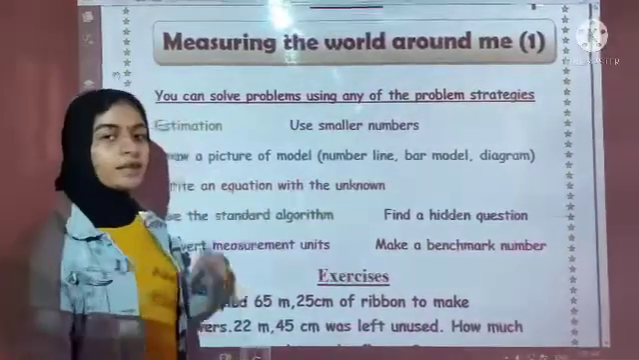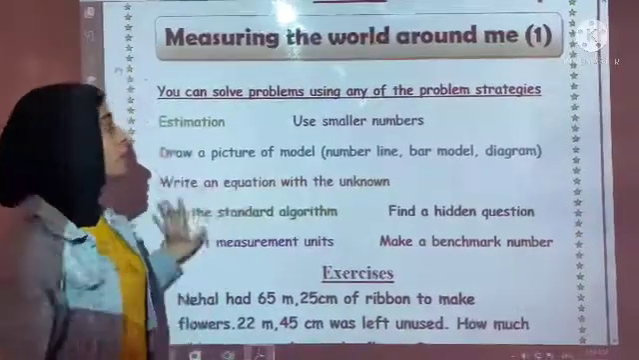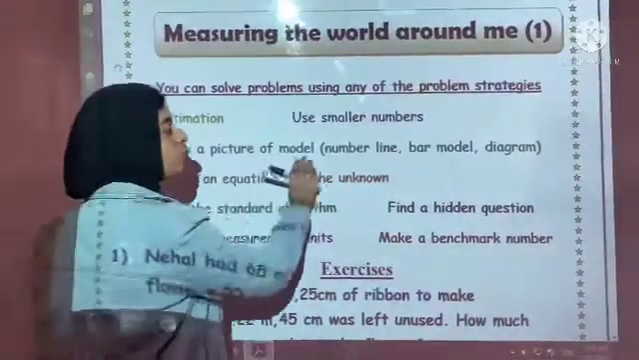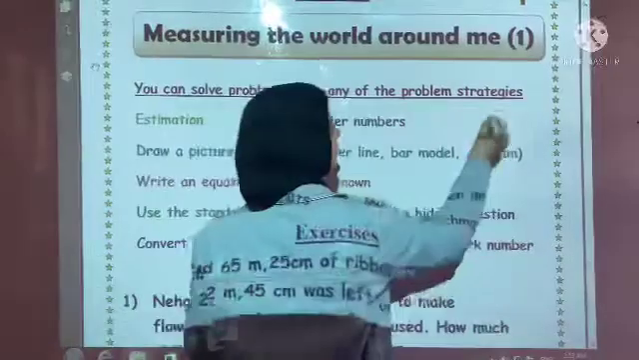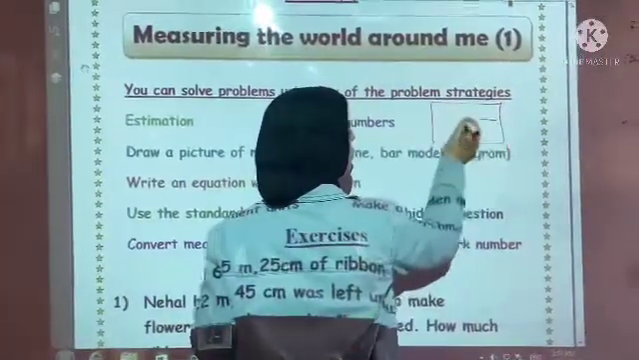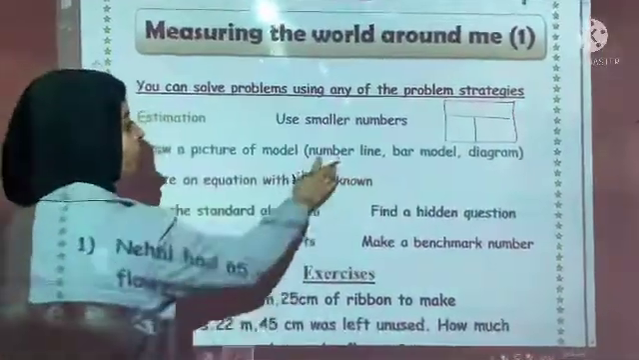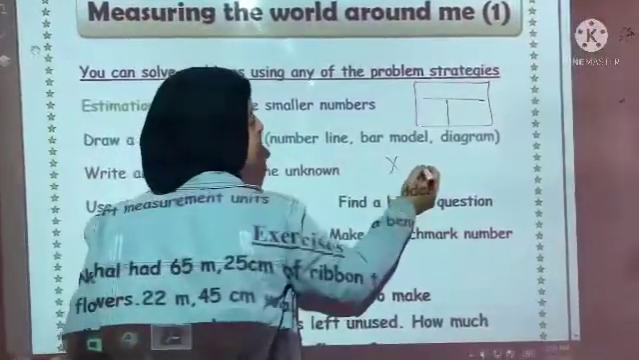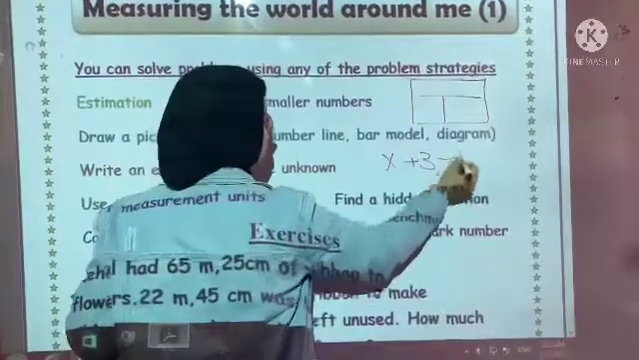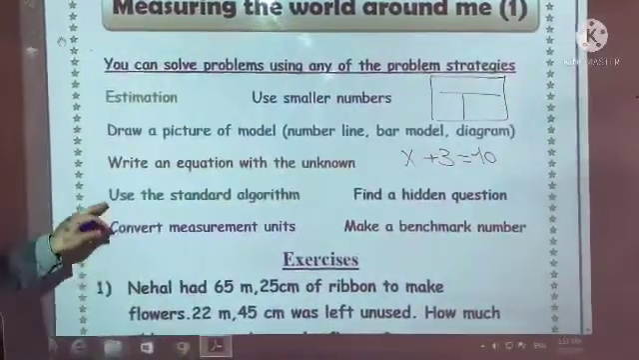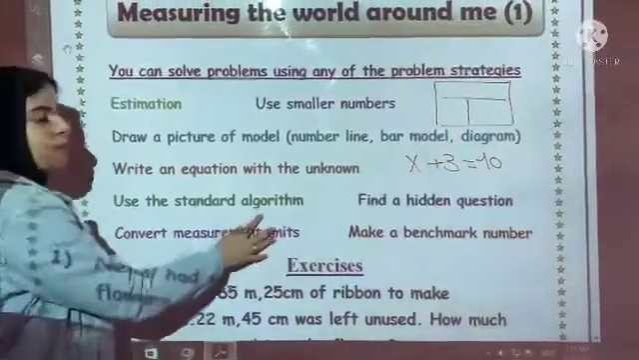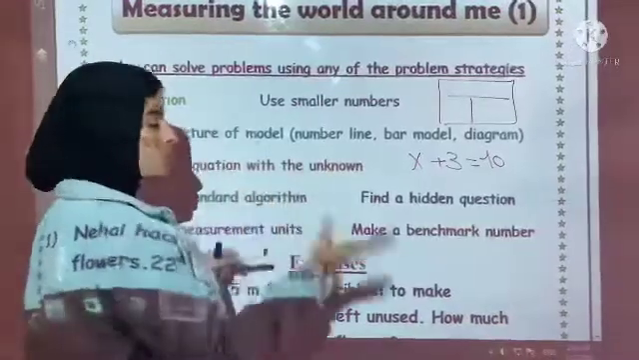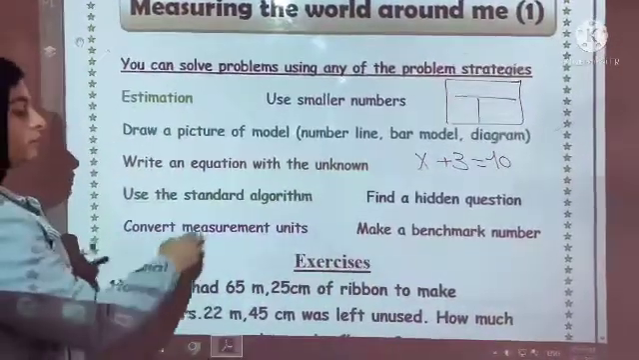I can solve the story problem in many ways. I can use estimation, or I can draw a picture model, like a part model, the part-whole, or the number line. Or I can write the equation when you have x, like x plus 3 equals 10, and we can use the standard algorithm. Algorithm means you line up ones with ones, tens with tens, and 100 with 100, and so on. And I can convert measured units.